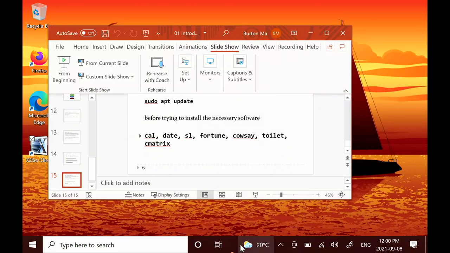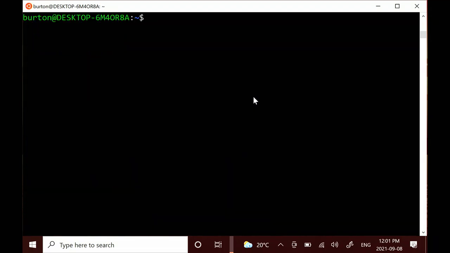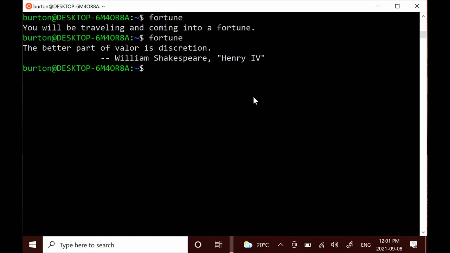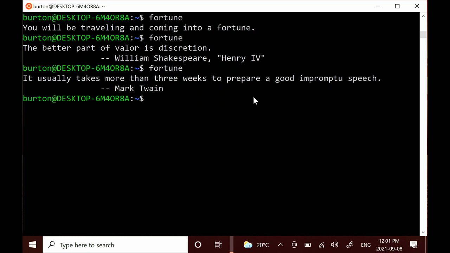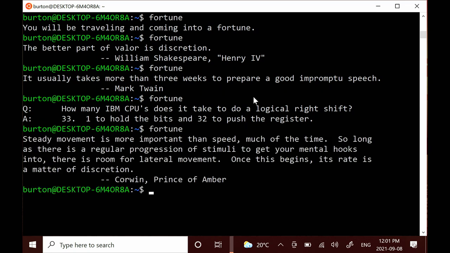So what else do we have here? Fortune. There are lots of these little fun commands that programmers have made up, because programmers aren't busy at all and they have lots of free time. Fortune is a little program that reads some file somewhere that contains a bunch of short little fortunes. So apparently I'm going to be traveling and coming into a fortune, which is nice. Run it again, you get a different one. You get a quote from William Shakespeare, and then you run it again. So you can see it's grabbing these random quotes or phrases from files located on the operating system somewhere. I guess that's a computer science joke, and so on and so forth.